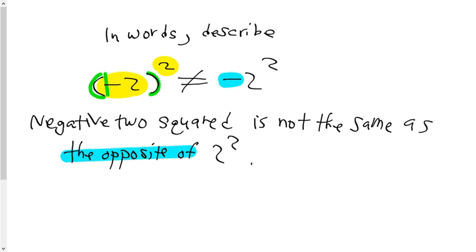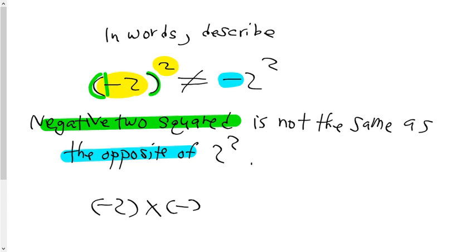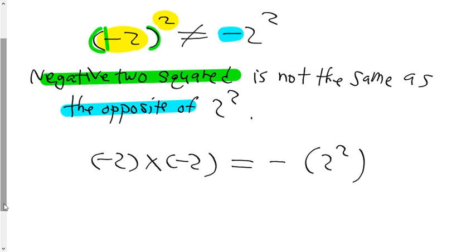So when we think about that, and I'll use another highlighter here, let's go with green, I suppose. Negative 2 squared. What does that look like? Negative 2 multiplied by negative 2. That's what negative 2 squared means. Does not equal the opposite of 2 squared. So negative 2 squared is going to be a positive 4 because of our sign rules. Does not equal, excuse me, the opposite of 2 squared.